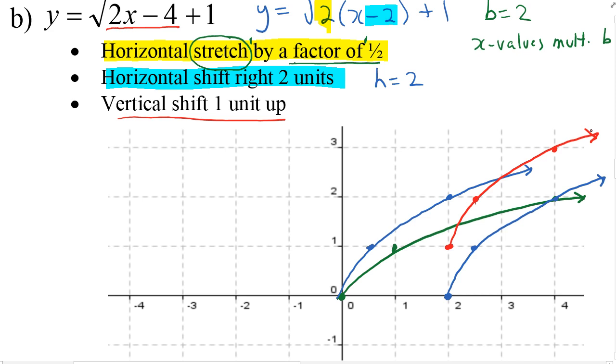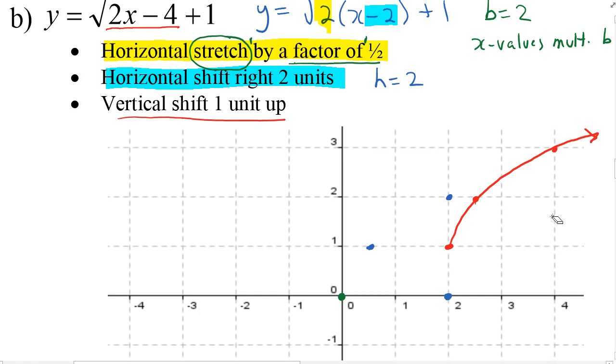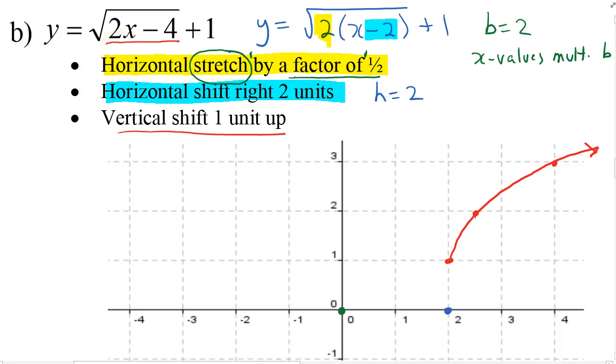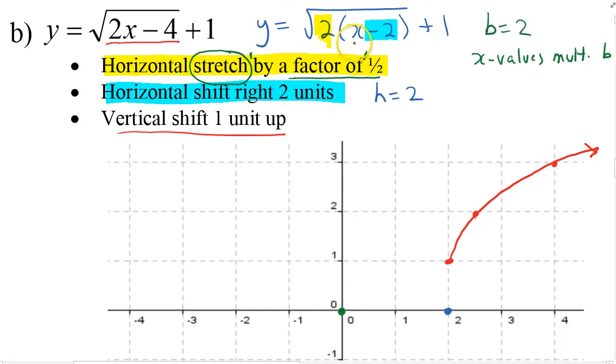So just to finish off, I would erase all the old ones. So when I erase all the old ones, is it erasing? Come on. There we go. So there is my final piece. And that is y is equal to the square root of 2x minus 4, or you can write it this way with the x factored out, either way plus 1.